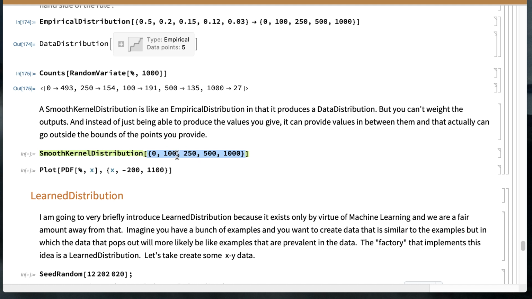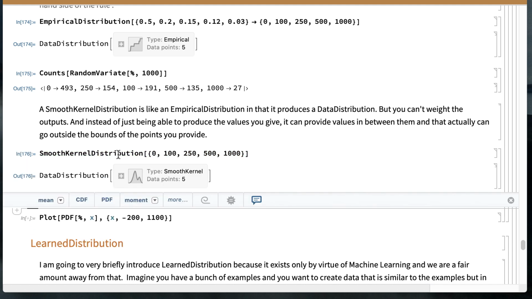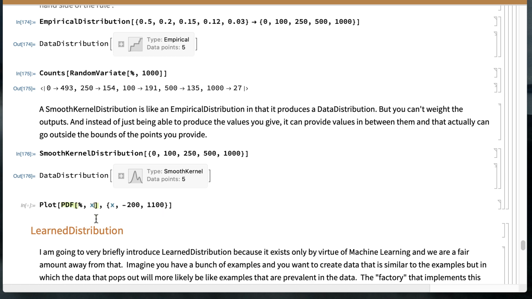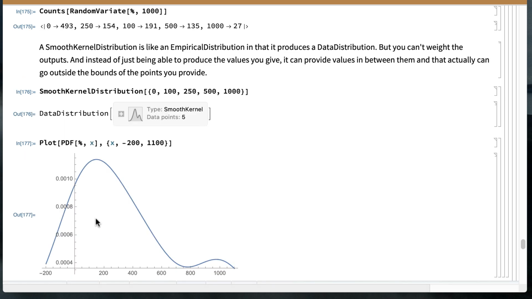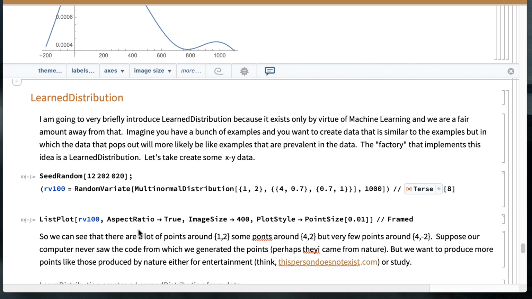So if you have a situation where these are just examples of things that you might get, but you recognize perfectly well you might get a 700 or a 723 or a 257.14, then you might want to use a smooth kernel distribution. There's one, and we can see what its PDF looks like. It seems to focus on the lower range more than the higher range, because the 500 and the 1,000 were kind of spread out. So that's a smooth kernel distribution.